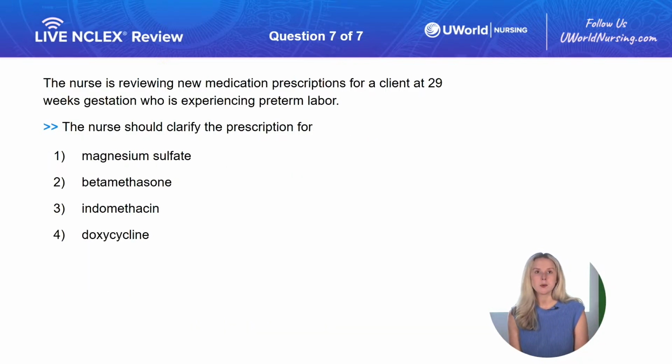Alrighty, so lastly, we have: the nurse is reviewing new medication prescriptions for a client at 29 weeks of gestation who is experiencing preterm labor. The nurse should clarify the prescription for mag sulfate, betamethasone, indomethacin, or doxycycline.